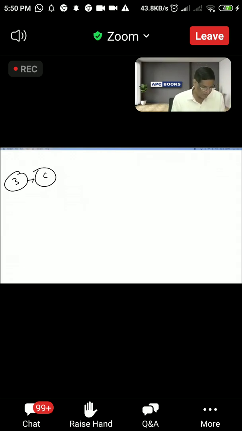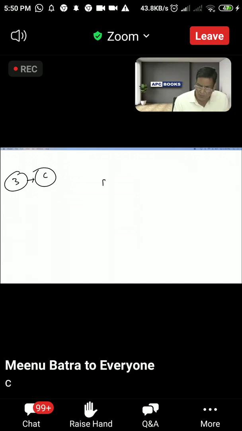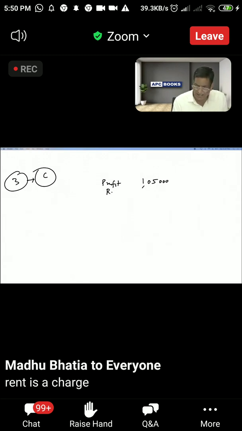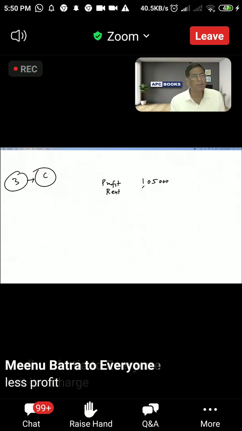Why C? Profit is 1,05,000. First of all, we will deduct rent because it is a charge against profit. It must be paid. Whether there is profit or loss, rent must be paid.